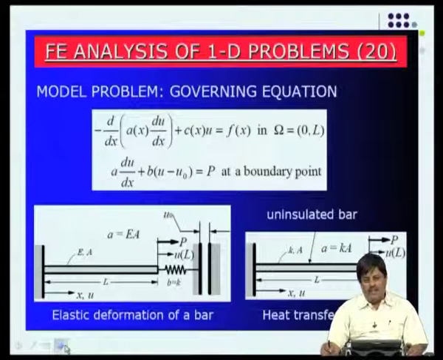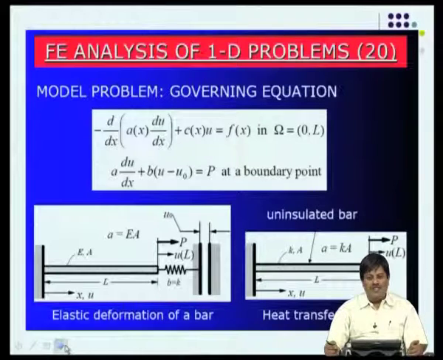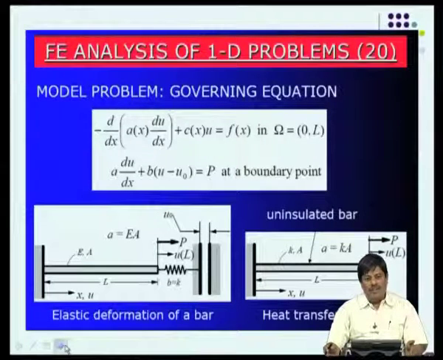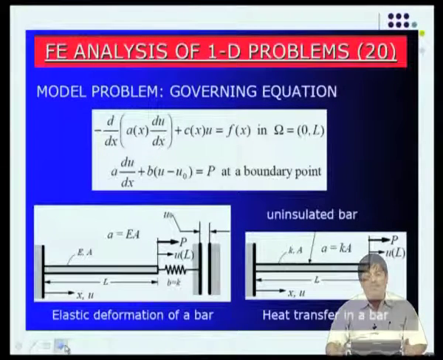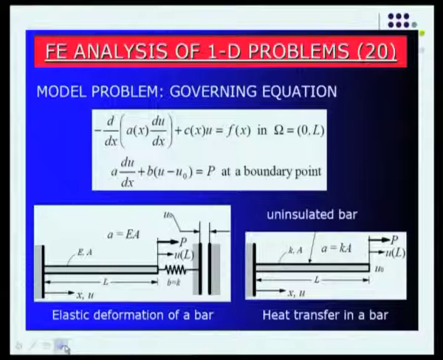So, we will come back here to this problem again and develop the weak form of the solution. This is a problem which we explained before. It can represent either the elastic deformation of a bar or heat transfer in a bar and many more physical phenomena you are thinking about. The system is the same, the mathematics is the same, the physics by which this equation was derived is totally different.